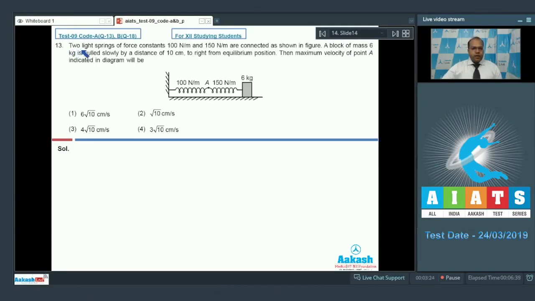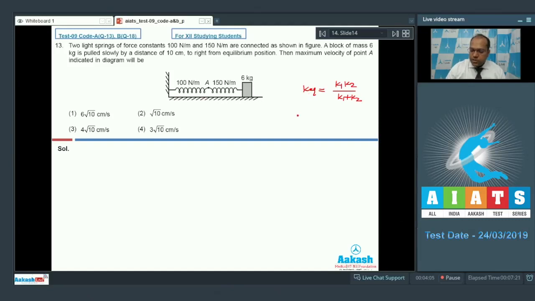In question number 13, two light springs of spring constant 100 Newton per meter and 150 Newton per meter are connected as shown in the figure. A block of mass m equal to 6 kg is pulled slowly by a distance of 10 cm to the right from equilibrium position. Then the maximum velocity of point A indicated in the diagram will be. So we have to find out the maximum velocity of this point A. We can say that this spring constant and this spring constant are connected in series. So the equivalent spring constant can be written as K1 K2 divided by K1 plus K2.